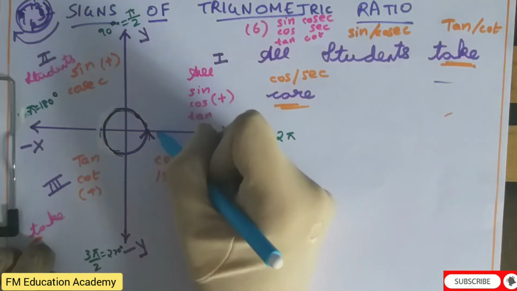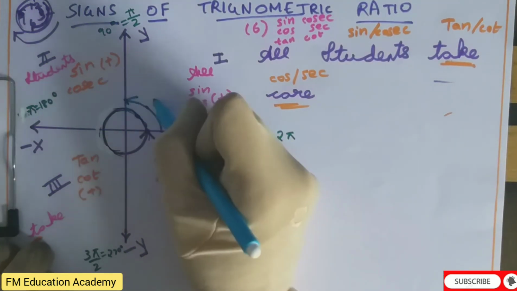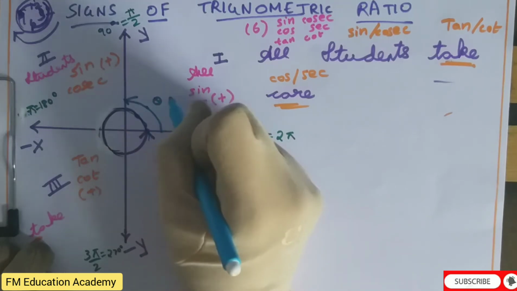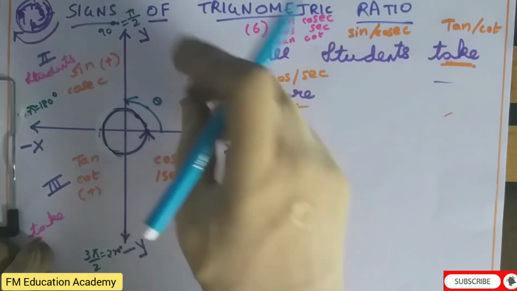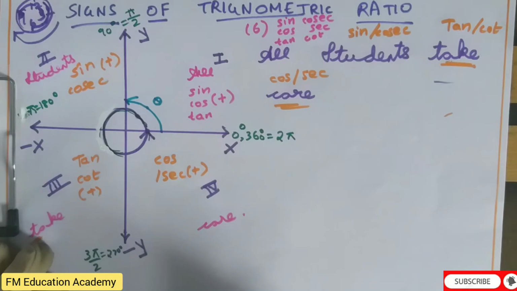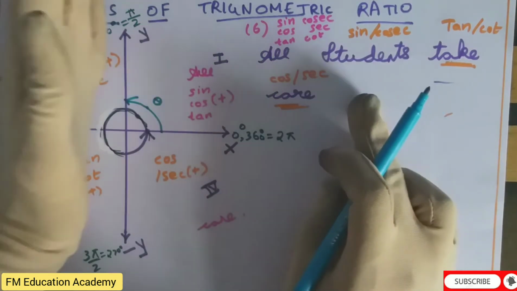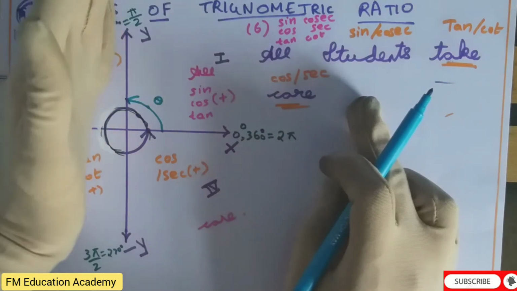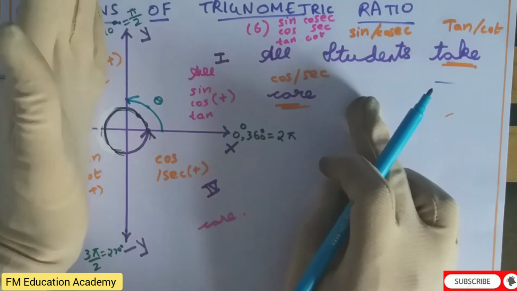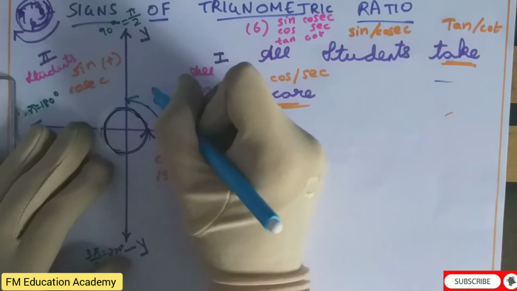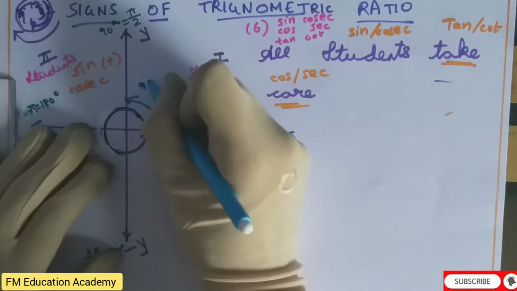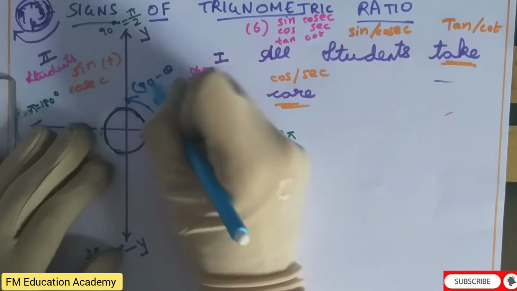So let us suppose my angle is here. If my angle is in this first quadrant, I can write this as 90 minus theta. Why 90 minus theta? Because this is 90, right? If it is in the first quadrant, it means it is lower than 90. So this can be represented as 90 minus theta.